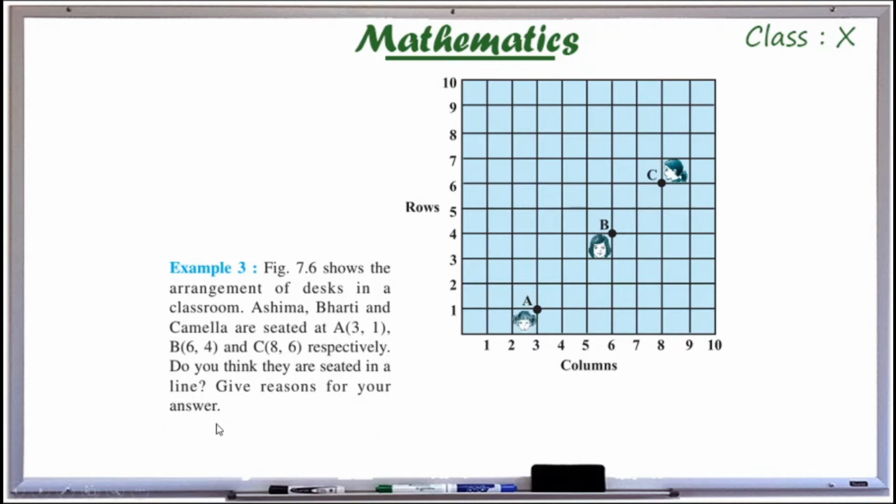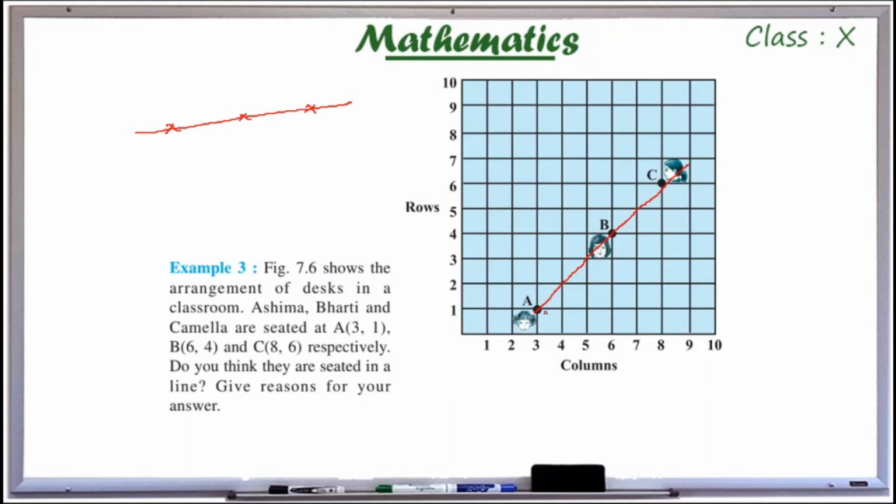So we have to check whether these three students are seated in a line or not. Line means a straight line. So we have to check whether they are seated in the same line. And by looking into this, we can say that they are seated in the same line. Also, we have to prove that.